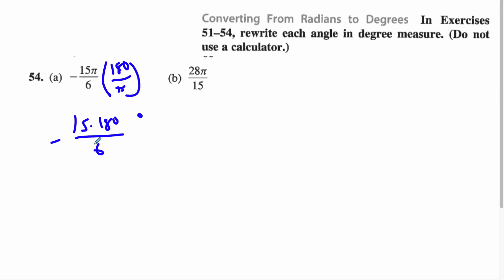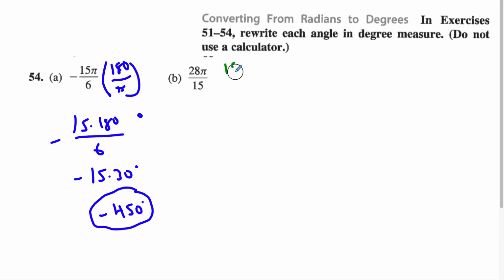Now, the reason I left this as 180 over 6 is I happen to know 6 goes into 180 evenly. In fact, 30 times, right? So is this the same as saying 15 times 30? Yes. Is that the same as saying 150 times 3? Why, yes it is, which is 450 degrees.